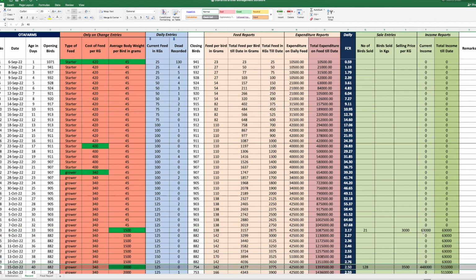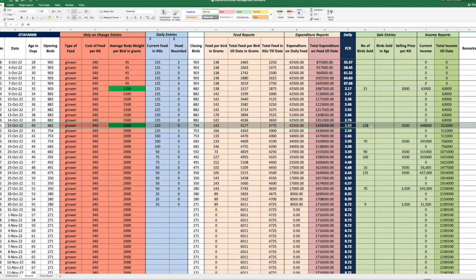On day 40, we made another sale. We sold 128 birds at 3,500, which is approximately $7. That's about 440,000 francs CFA, approximately $900, that we sold on day 40. And then 3 days later on day 43, we sold 70 at 3,500 for 245,000. And the final birds were sold: we had 9 left on our farm after day 55, and we sold all 9 at 3,500 for 31,500.